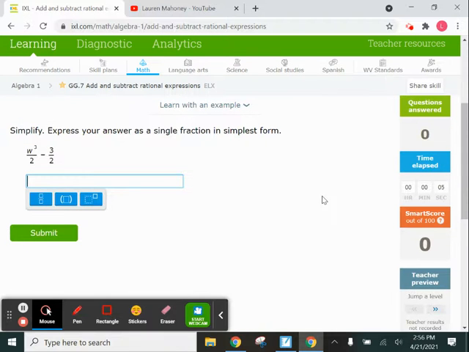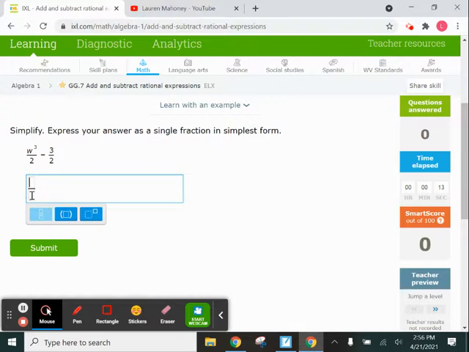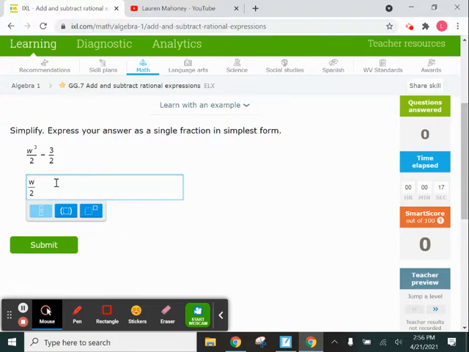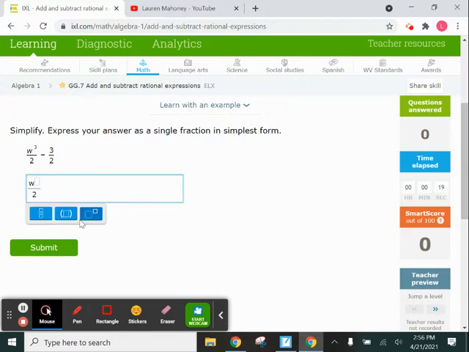So notice this one, it says express it as a single fraction in simplest form. Both of these already have the same denominator. So my denominator is actually going to be a 2 here. And then on the top, I'm going to have w to the third minus 3. Notice I just put them next to each other. They do have to stay separate, though. You can't make this like a 3w to the third. That's not the same thing. So it's w to the third minus 3.